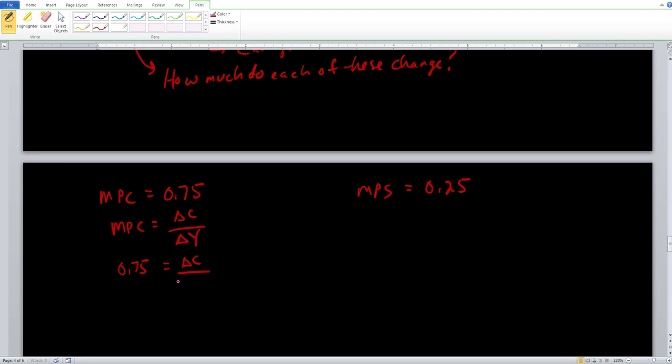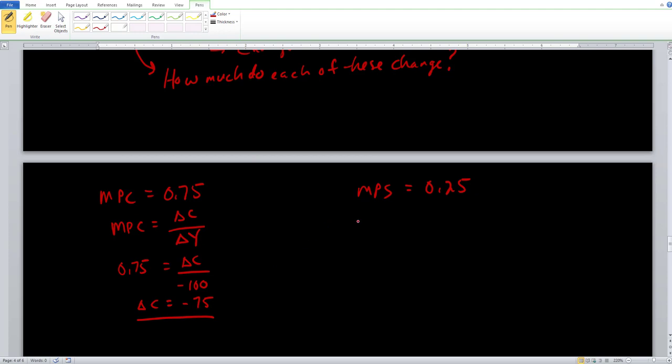And in this case, our change in income is a negative 100. Remember that the multiplier does work in both directions, so signs are very important. And when taxes go up, that means our income goes down. So solve for change in C. It tells us that our change in C is going to be negative $75. So when our taxes go up by $100, we're going to drop our consumption by $75.